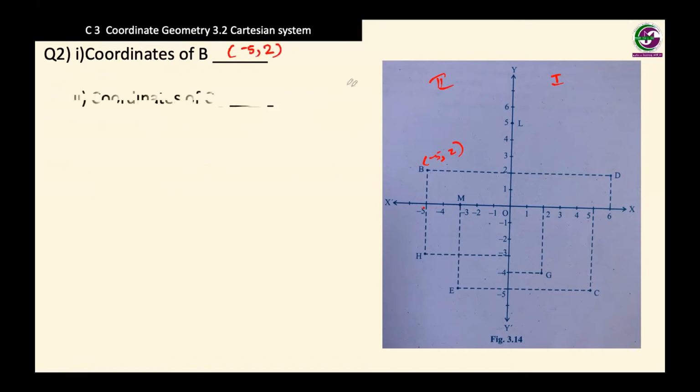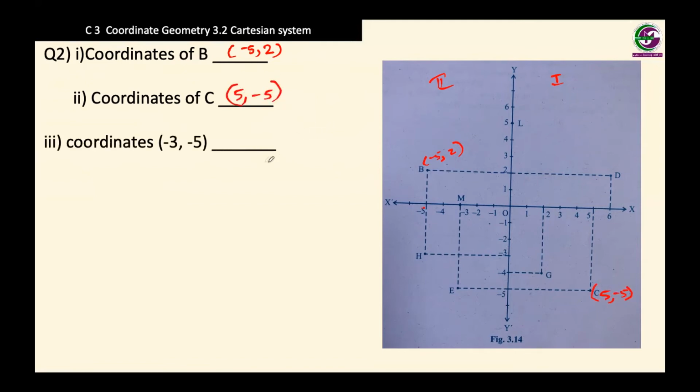That's it. Now coordinates of C. The point C is in the fourth quadrant. First the x value is 5, and the y value is -5. So the answer is 5, -5.